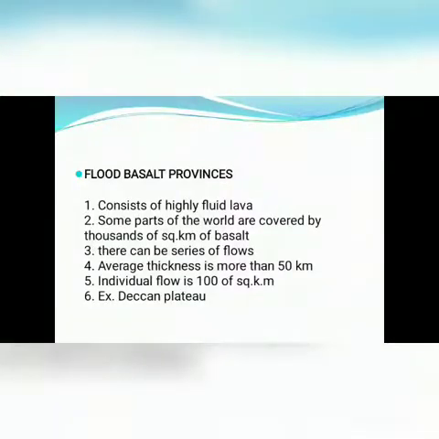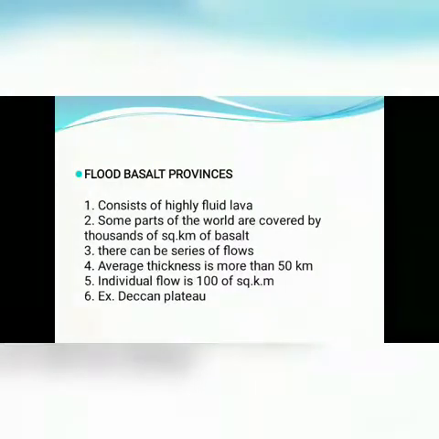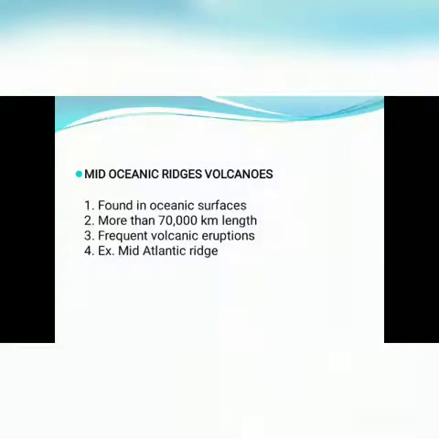Next type is flood basalt provinces. They consist of highly fluid lava. Some parts of the world are covered by thousands of square kilometers of basalts. There can be a series of flows. The average thickness is more than 50 km. The individual flow is hundreds of square kilometers. Example, Deccan Plateau.